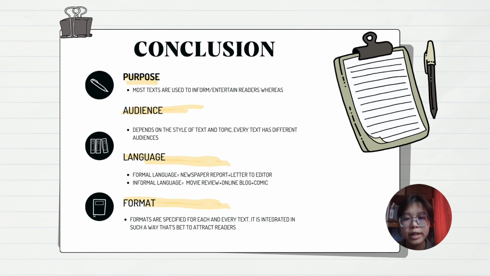Mainly, the audience of all the texts also depends on their topic itself, since online blogs are really free and malleable. Any topic would work on it, and it is obvious that formal language is used for newspaper reports and letter to editors, since it is a formal occasion where we have to talk to a general public audience or someone who is higher up than us.